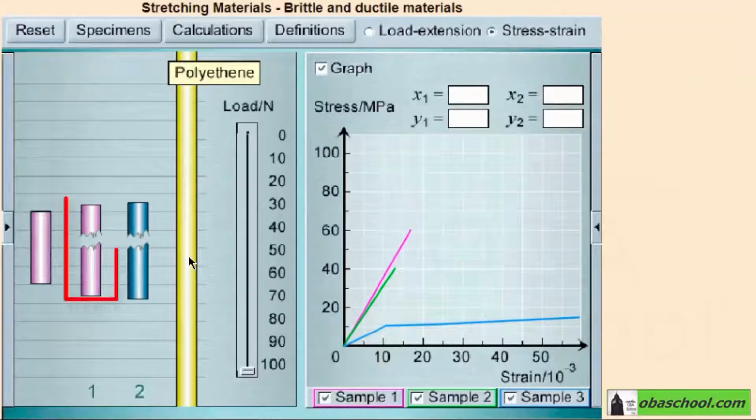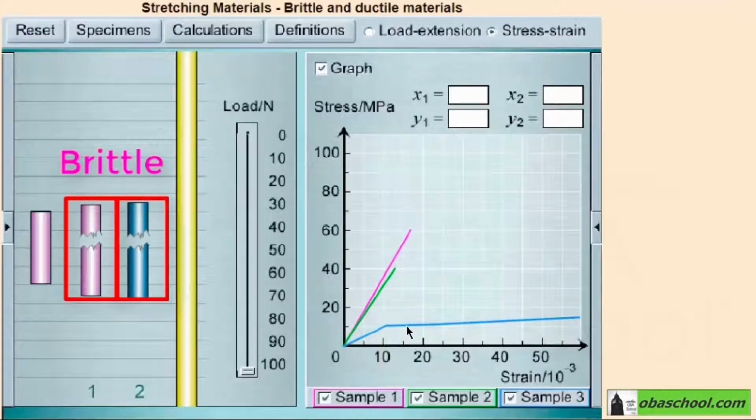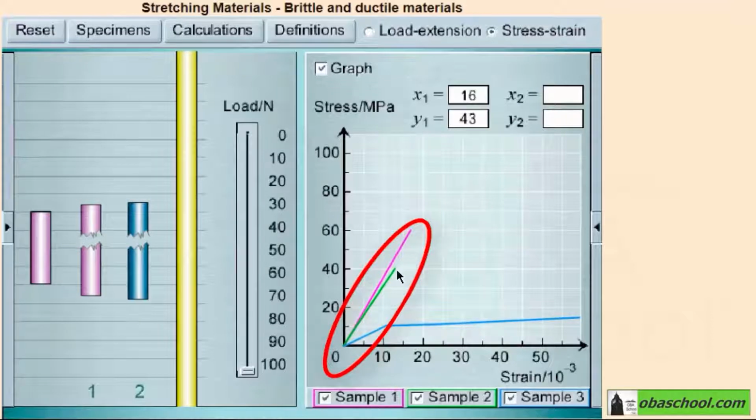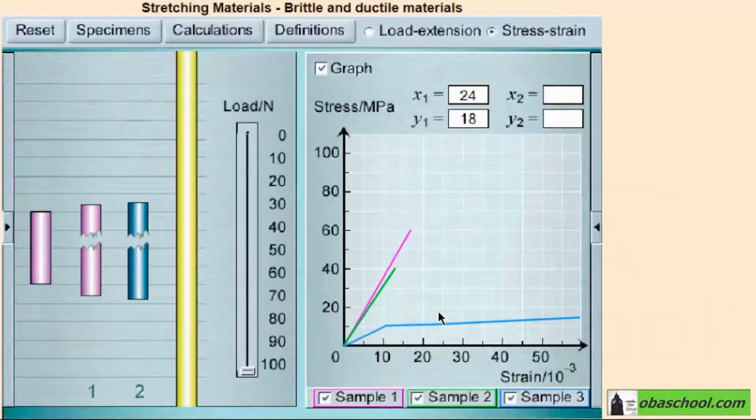Yes, the polystyrene and perspex are brittle because they only stretch elastically, and once they reach the elastic limit, they fracture or break. However, regarding polyethylene, it stretches elastically, reaches the elastic limit, and deforms plastically. So polyethylene is ductile. Now let's check the copper specimens.